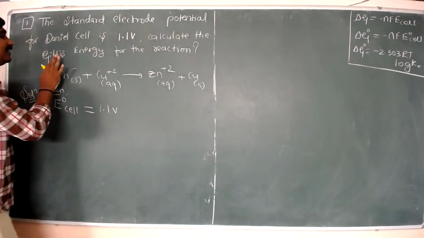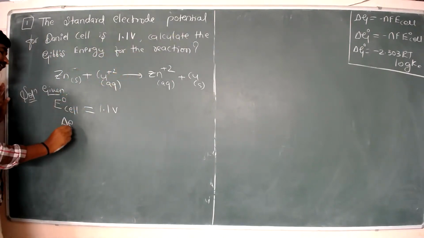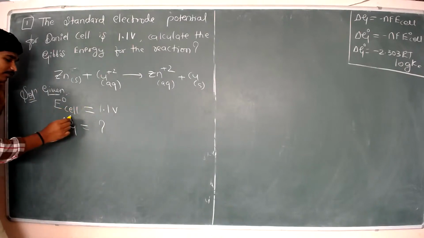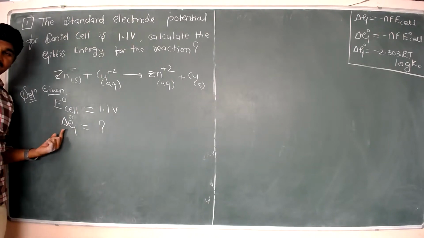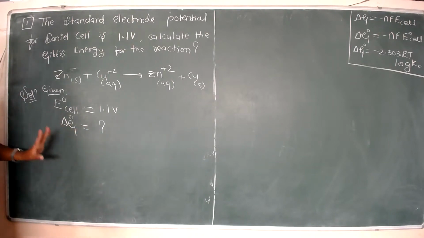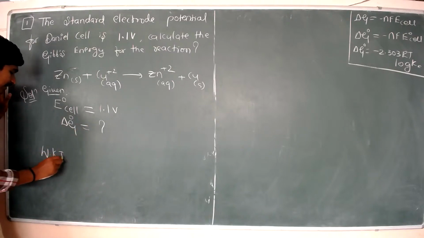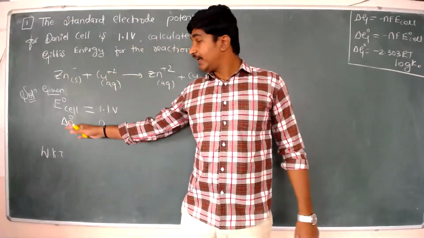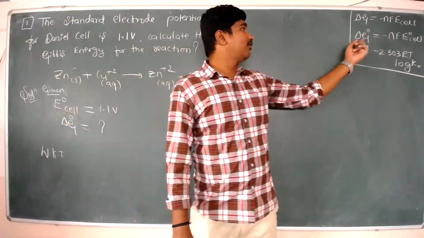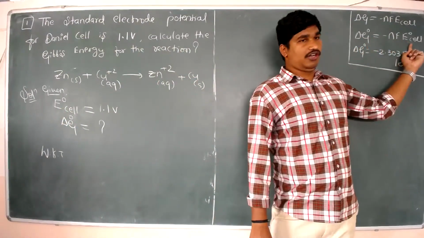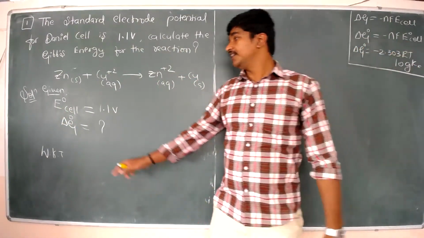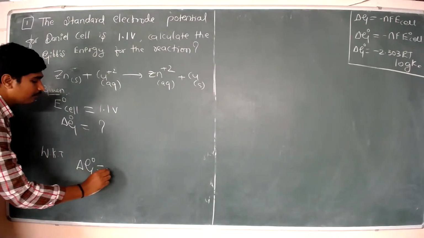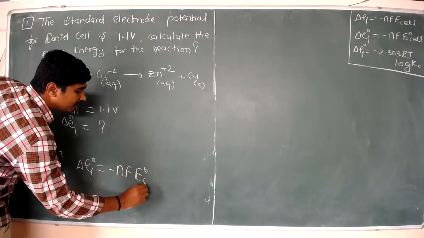What he is asking: calculate the Gibbs energy for the reaction. Means he is asking delta G is equal to how much? Since standard is given, you have to take the standard Gibbs energy. Which formula do we use for calculating delta G naught from the E naught of cell? The second formula here: delta G naught is equal to minus nF into E naught of cell. This formula we have to use for calculating the delta G naught value.